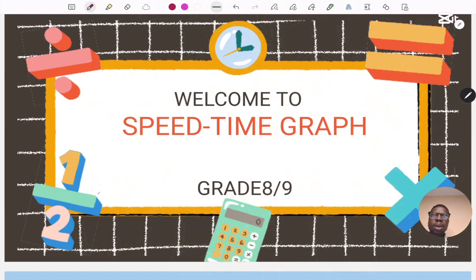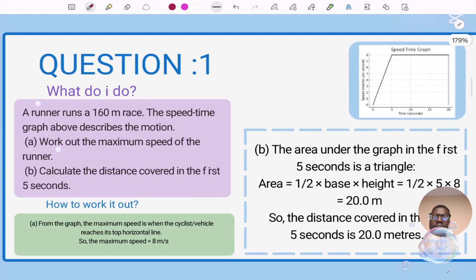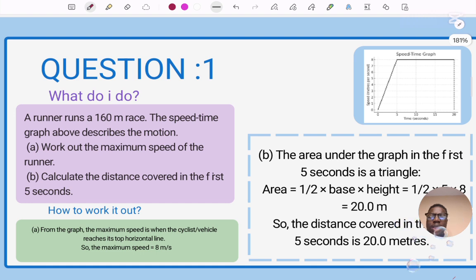Okay, today we are going to be doing speed time graphs, and this is a grade 8 and 9 topic. The first question we've got here today is that a runner runs a 160-meter race. The speed time graph above describes the motion. Work out the maximum speed of the runner. Part B says calculate the distance covered in the first 5 seconds.